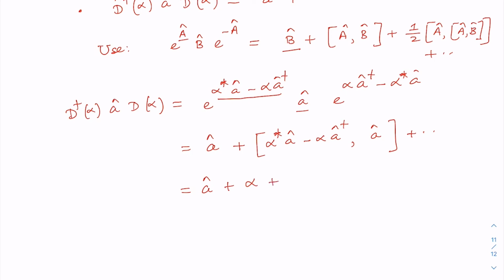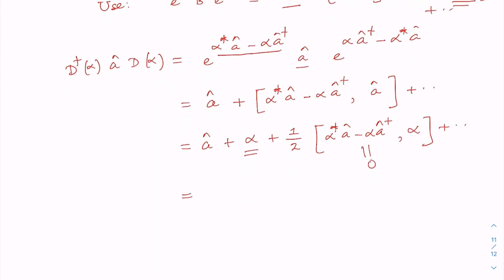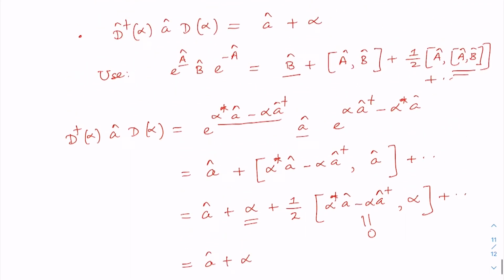Then let me just work out the next term also. You will have here half A, your alpha star A minus alpha A dagger. Then the commutation relation between A and B we have already worked out and found to be simply alpha, which is a constant, so obviously this term is going to give you 0, and similarly all higher order terms will go to 0, and you will be left with A plus alpha. So hence it is very straightforward to prove.